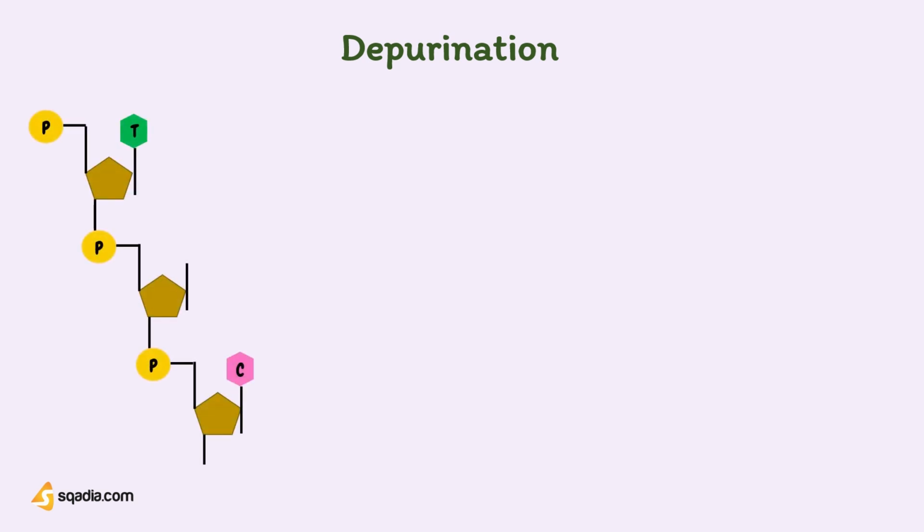Well, in depurination from a deoxyribonucleic acid strand, the hydrolysis of adenine or guanine bases leaves a deoxyribonucleic acid strand with an unspecified base. This is a deoxyribonucleic acid strand, with guanine attached to it. Now hydrolysis will occur.